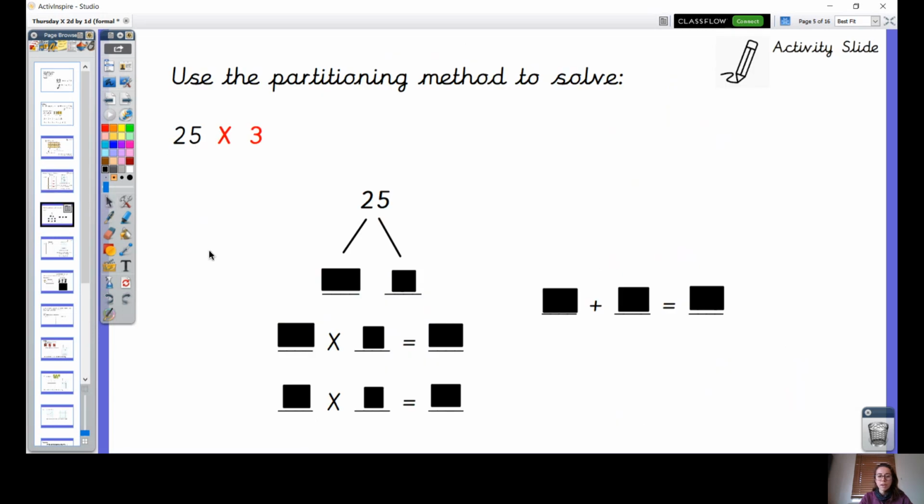Okay, I'd like you to have a go at this one now then. So we've got a new calculation this time, and I'd like you to start with the partitioning method. Okay. It's good for mental maths, but it's also fine to jot some of this down. Okay, so we've got 25 times 3. That's our calculation. Use my blanks here in the number sentences to help you. And this is your activity slide, so you're going to have a go at this one. Pause the video and do that now.